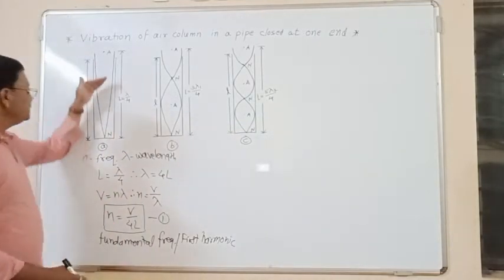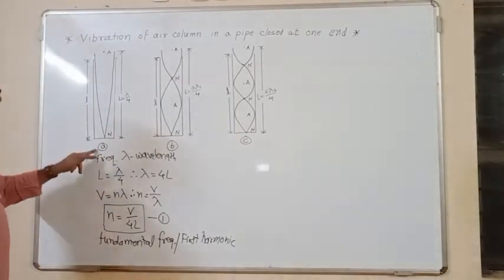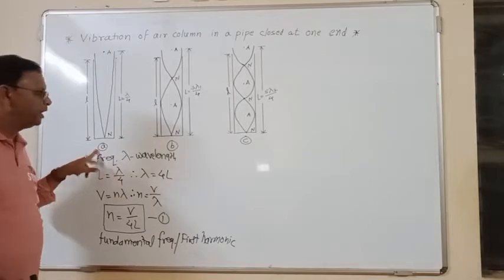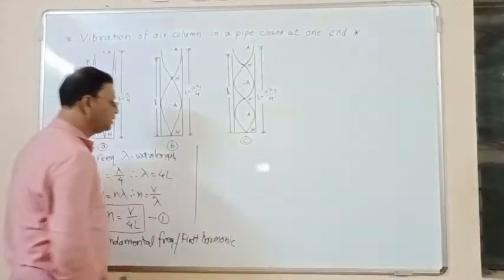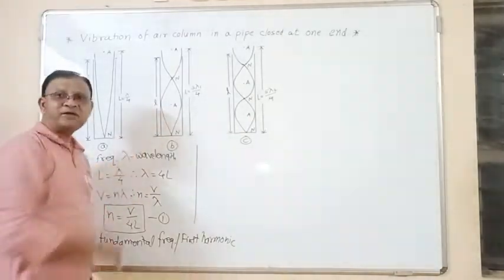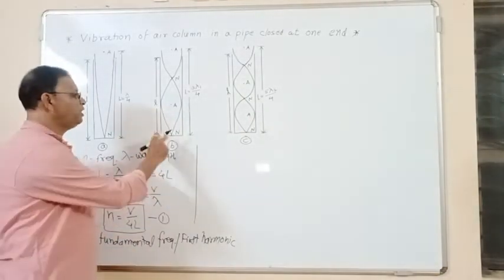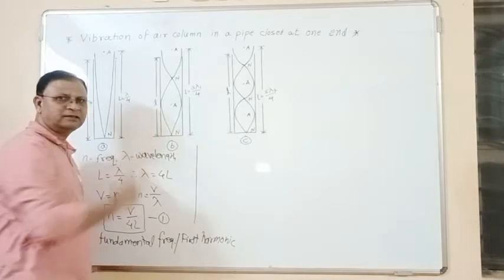ओके, सो दिस इज द फर्स्ट मोड ऑफ व्हायब्रेशन विच इज शोन इन फिगर A. Now this figure B shows the next mode of vibration of an air column in a pipe closed at one end.